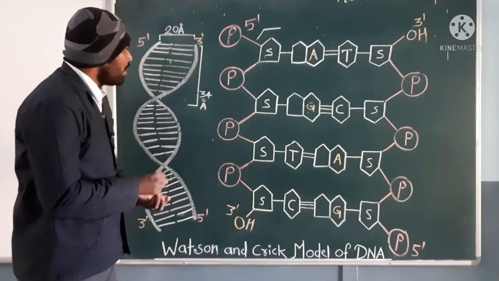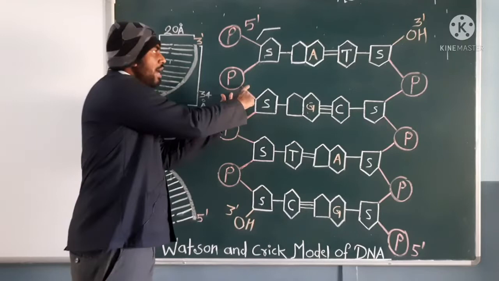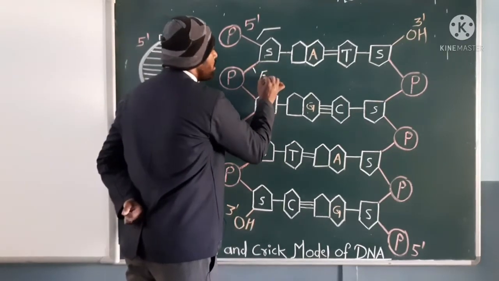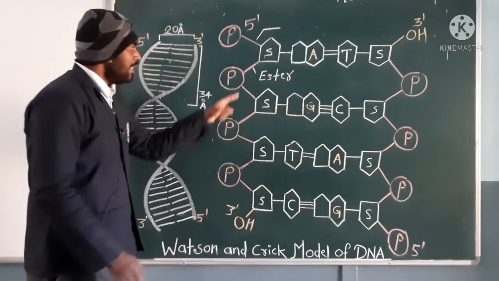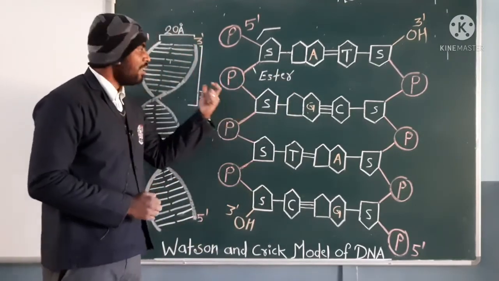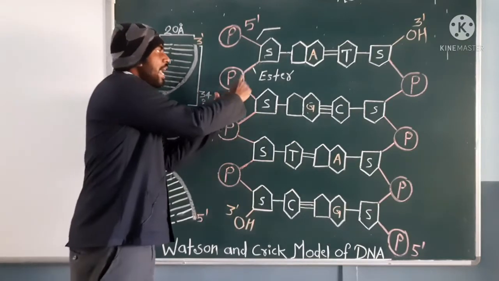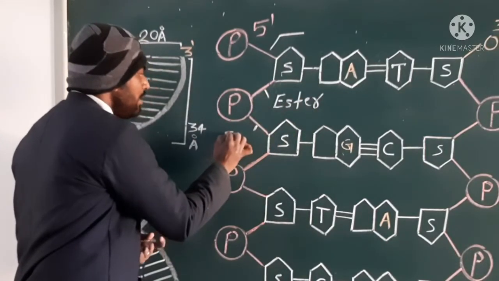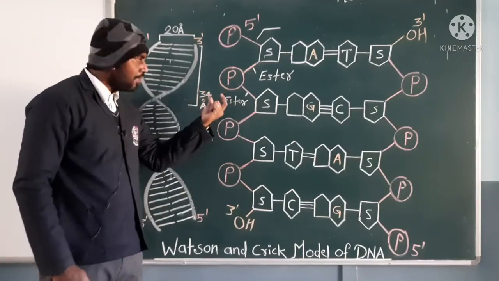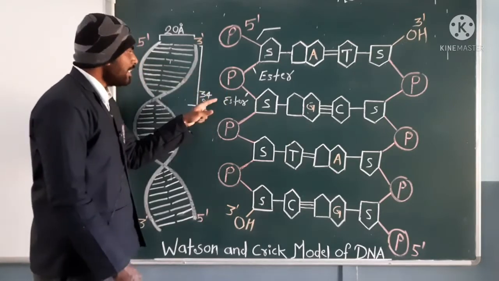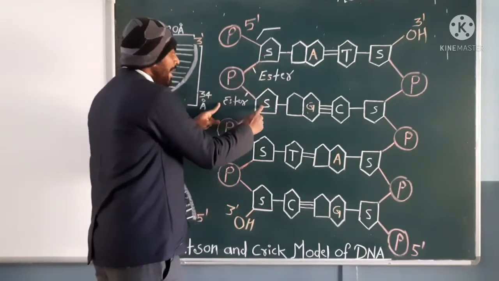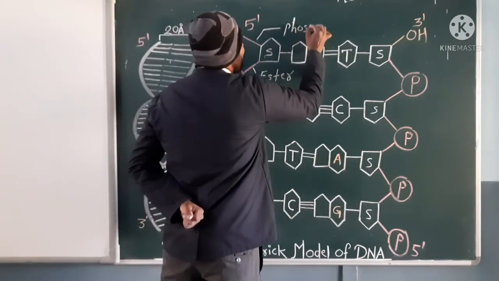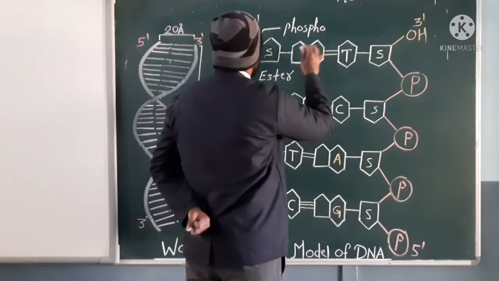Okay, see, when one phosphate group attaches with one pentose sugar, this bond is called an ester bond. And you can see there are two ester bonds present, because one phosphate group takes attachment with two pentose sugars. So this is one ester bond, this is one ester bond. That is why it is said that the phosphate group attaches with the pentose sugar by a phosphodiester bond. You should keep that in mind very well.